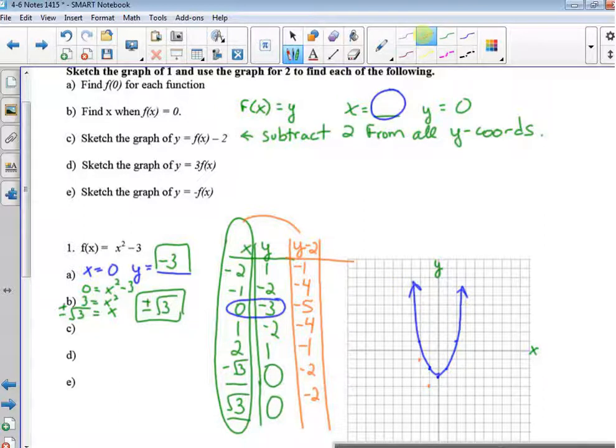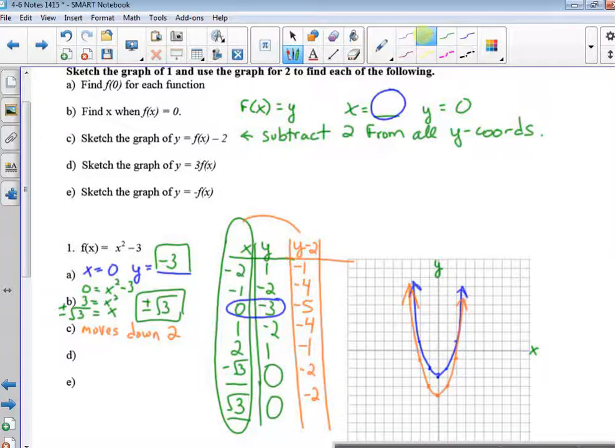You should notice something. I think what I see happening is that all the coordinates are just going down 2. Down 2. Down 2. So I'm getting a parabola that's going like that. All it did was take the original parabola and move it down 2. So that's what's going on with C, it moves down 2.